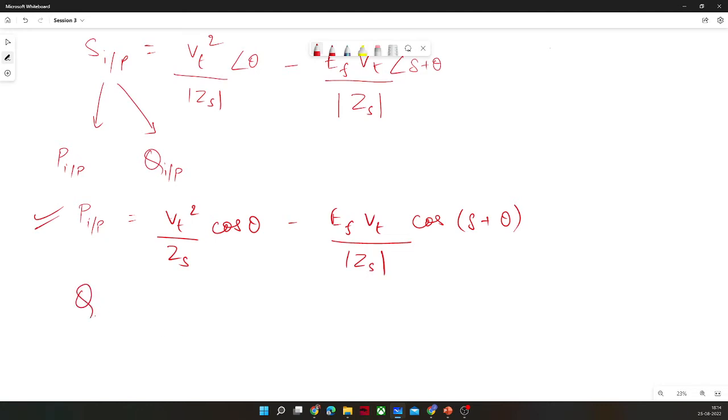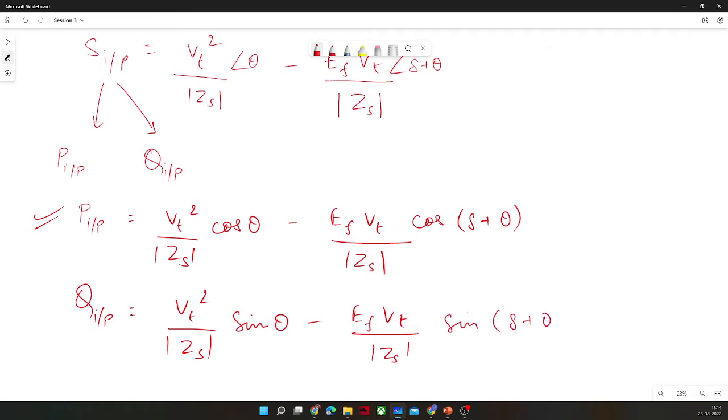If I want to calculate input reactive power, I will do the same thing with sine: Vt square by Zs sine theta minus Ef Vt by mod Zs sine of delta plus theta. So any issue till this point?